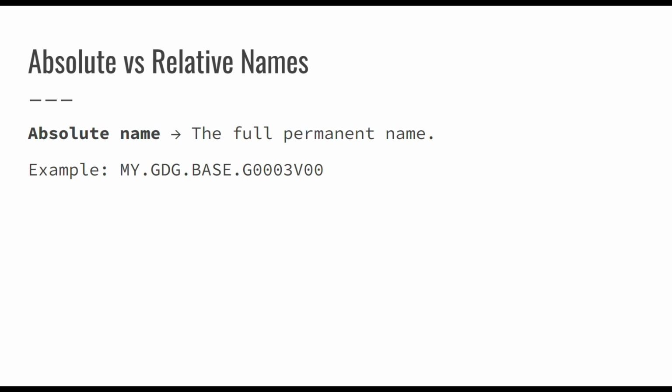Now let's see the difference between absolute and relative names. Absolute name determines the full permanent name. Here, for example, I have taken MY.GDG.BASE.G0003V00. Here, my GDG base is the base whose name, once created, can't be changed. It's like a permanent ID card. And this part denotes the generation number and version.